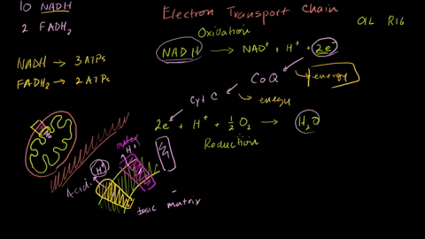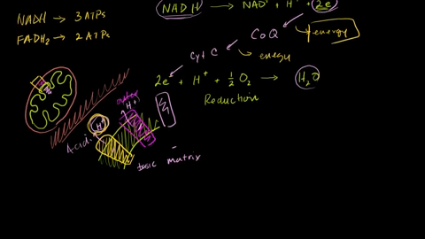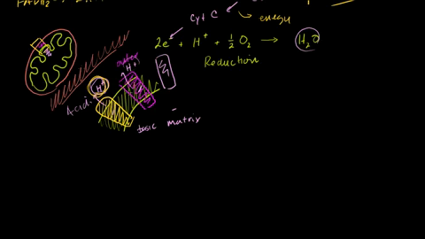Now, once that gradient forms, these guys want to get back in. These guys want to get back in to the matrix. And that is where the ATPs are formed. So there's a protein that also spans this. Let me draw. Remember, this is all this inner membrane right here. Let me just draw it a little bit bigger right here. So that's our inner membrane, our cristae right there.